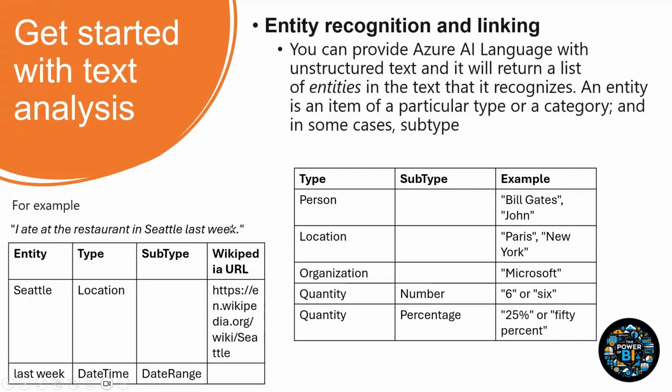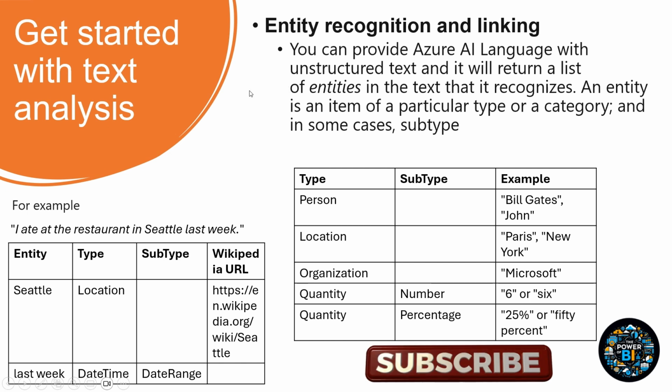To get started, Azure AI Language supports entity linking to help disambiguate entities by linking to a specific reference. For example, suppose you are using Azure AI Language to detect entities in the following text: I ate at the restaurant in Seattle last week. What it is doing is getting the location, and then last week is the date time. So it is recognizing a particular category, and a particular type and subtype as well.